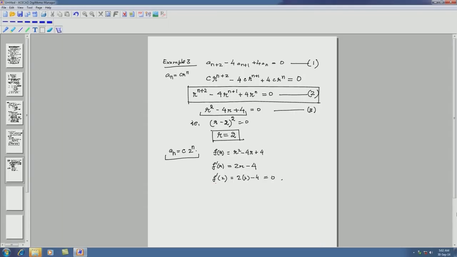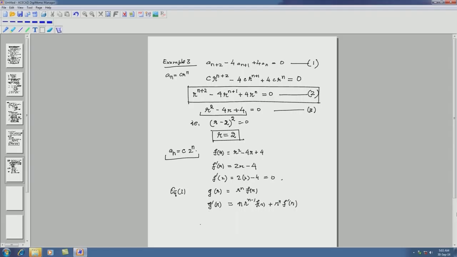Now, we have equation 2 over here, which is essentially some g(r) equal to r to the power n into f(r). Now, if we take the derivative of g(r), that is g'(r), by the product rule, we get n into r to the power n minus 1 into f(r) plus r to the power n into f'(r).